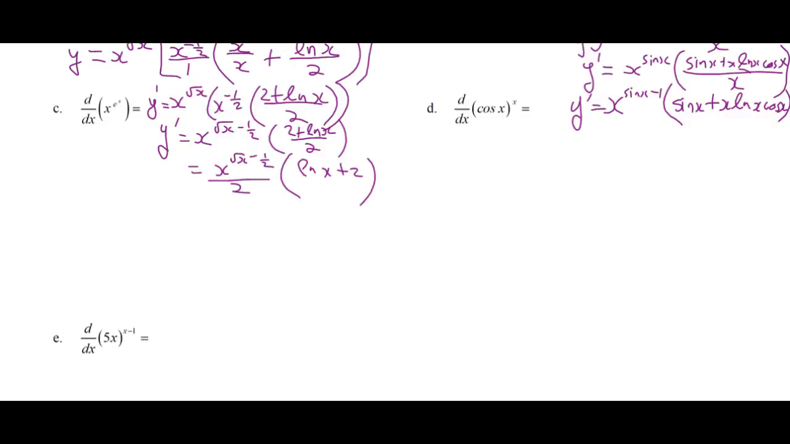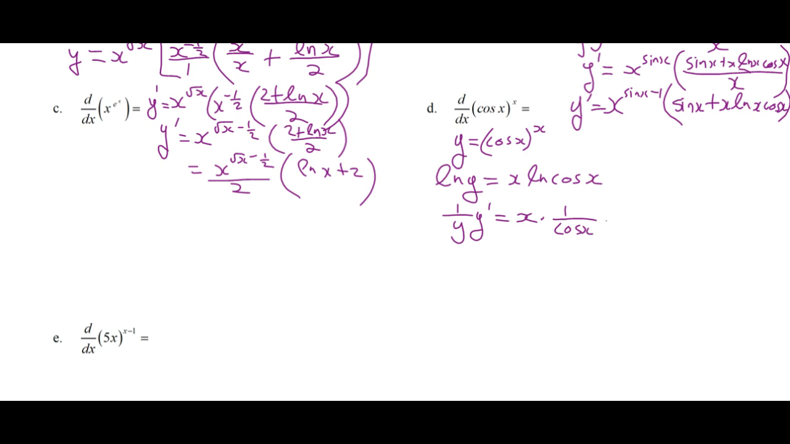So cos x to the x. Okay. So just start off by saying y equals. Okay. Then. Didn't we just do that? No, because the sine x above was the exponent. This one is the, okay, 1 over y. So x times 1 over cos x times minus sine x.